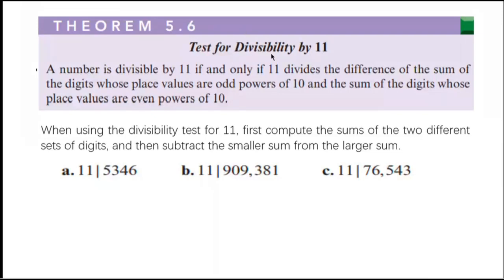Okay, test for divisibility by 11. A number is divisible by 11 if and only if 11 divides the difference of the sum of the digits whose place values are odd powers of 10 and the sum of the digits whose place values are even powers of 10. So when using the divisibility test for 11, first compute the sum of the two different sets of digits and then subtract the smallest sum from the largest.